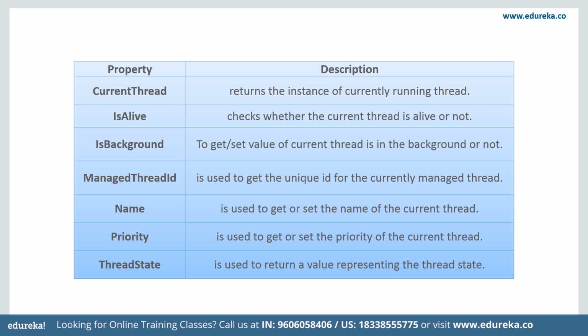Let us see some properties of threads along with their descriptions. Firstly, we have CurrentThread, which returns the instance of the currently executing thread. Then we have IsAlive, which checks whether the current thread is alive or not. Then we have IsBackground, which is used to get or set the value of whether the current thread is in the background or not. Then we have ManagedThreadId. It is used to get the unique ID of the currently managed thread. Followed by that, we have Name. Name is used to get or set the name of the current thread. Then we have Priority, which is used to get or set the priority of the current thread. Then we have ThreadState, which is used to return a value representing the thread state.